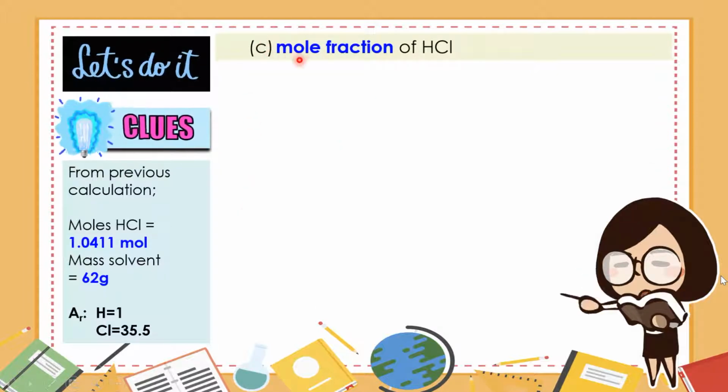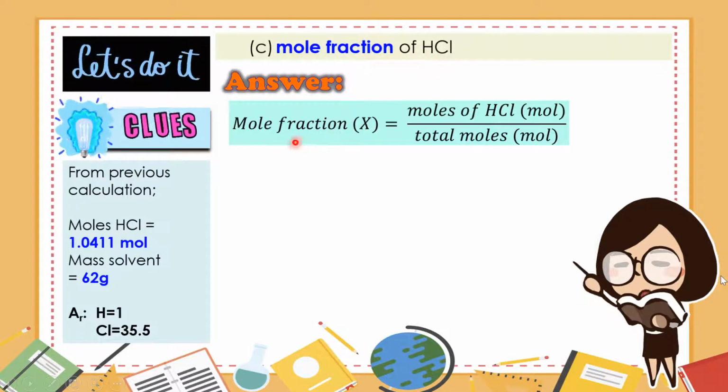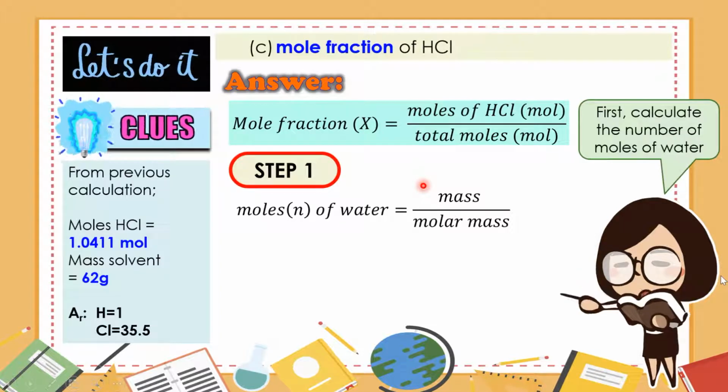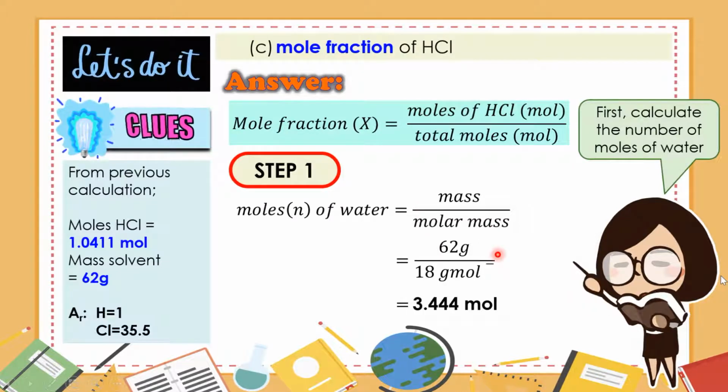For question C, calculate the mole fraction of HCl. As we already know, mole fraction X is equal to moles of HCl over total moles. From the previous calculation, we already calculated the moles of HCl and the mass of solvent, and we don't have the mole of solvent. Therefore, our first step is to calculate the number of mole of water. You can use the formula of mass over molar mass. Therefore, the number of mole of water is 3.444 mole.